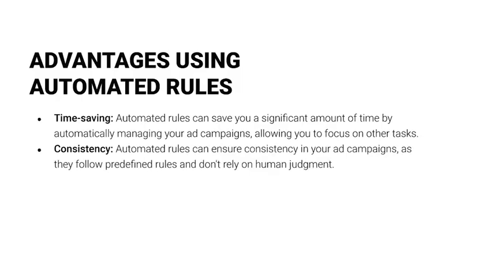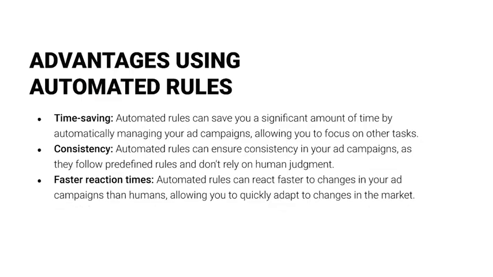Consistency. This is one of my favorites. Automated rules can ensure consistency in your ad campaigns as they follow predefined rules and don't rely on human judgment, like when someone's going to check the ad account, how often they check the ad account, how someone's looking at the data versus someone maybe in another department looking at data. We love the consistency across the board. Faster reaction times. Since automated rules are always working, they can react a lot faster to changes in your ad campaigns than humans can, allowing you to quickly adapt to changes in the market.